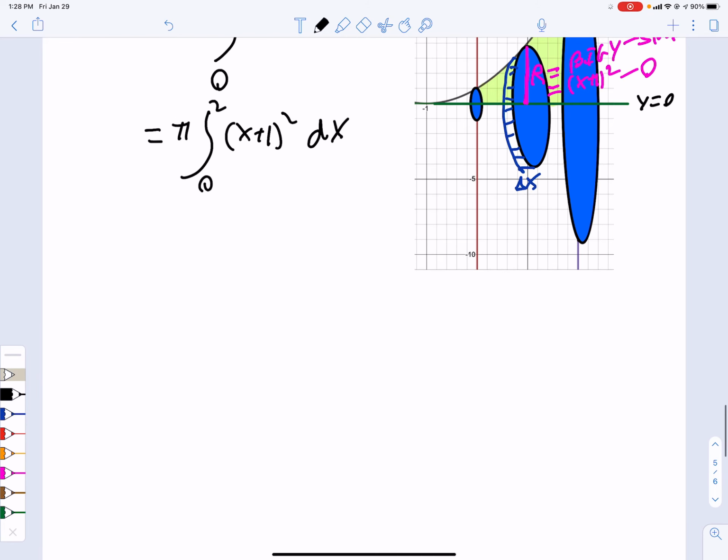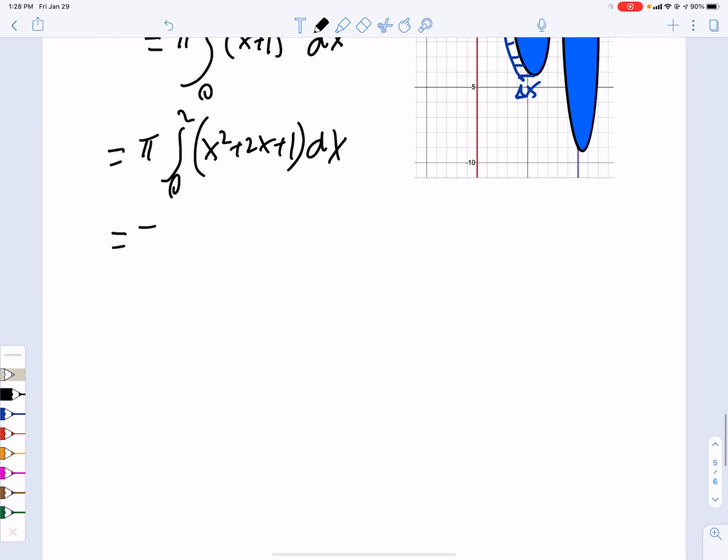Now I just have to integrate that. Apply the fundamental theorem. Okay. This should be a rewrite. X squared plus 2x plus 1. Now it's just a bunch of algebra. First we take the antiderivative, then a bunch of algebra. X cubed over 3, plus x squared, plus x.